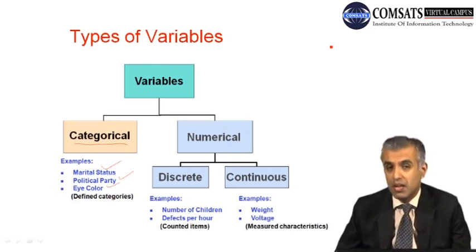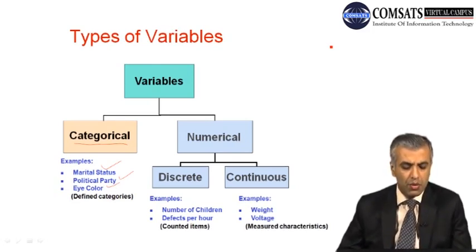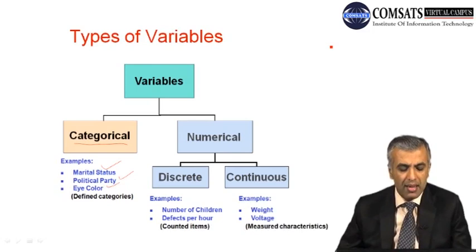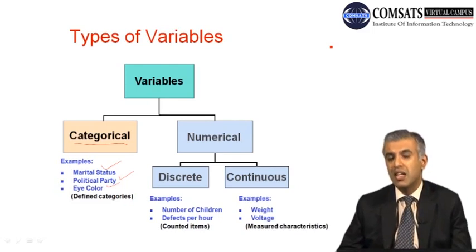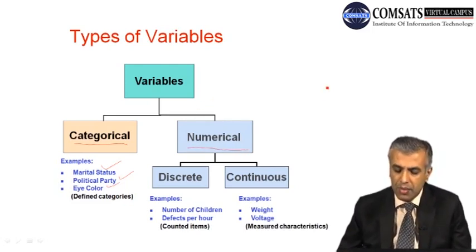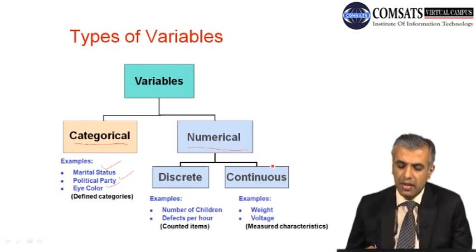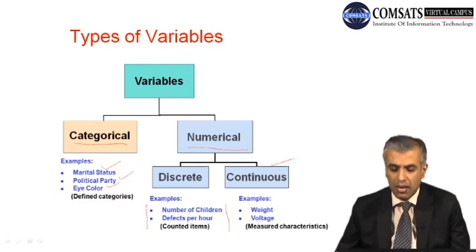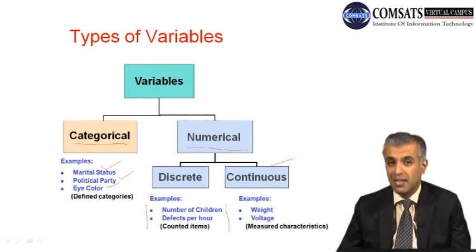Political parties depend on which party you want to choose, and whatever the party is, it has categories. Then we are dealing with eye color, whichever eye color is there. So these are concrete categories that we are dealing with. Then we have the other type of variable, also termed a numerical variable, and there are two main types, which are discrete and continuous. In discrete, we are dealing with whole numbers, and that's why we term them counted items. So those are items which can be counted concretely.